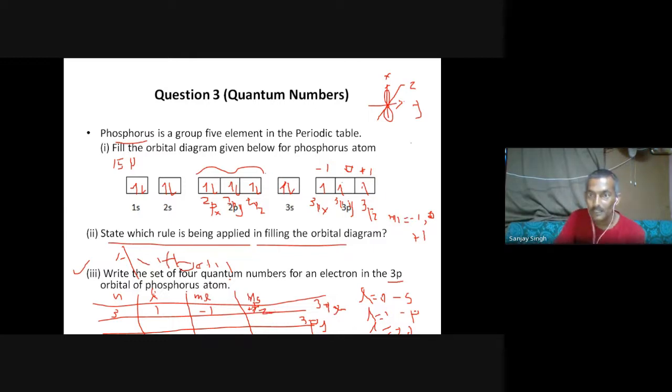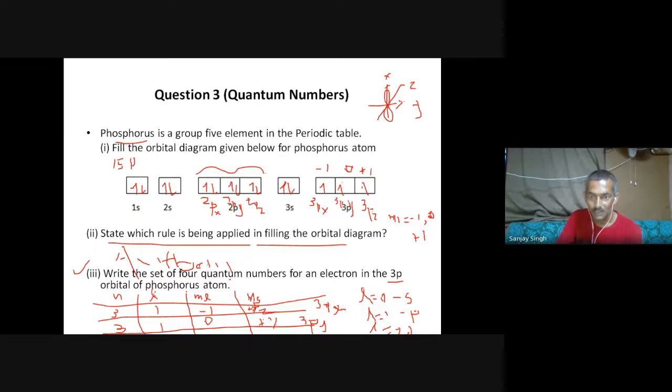Similarly, you can do it for 3Py. For 3Py, your n and l values will be the same, isn't it? So the principal quantum number is 3, and it's a p subshell again, so l is one. And what is the value for ml? ml becomes zero. And it's pointing upwards, so this is positive half.